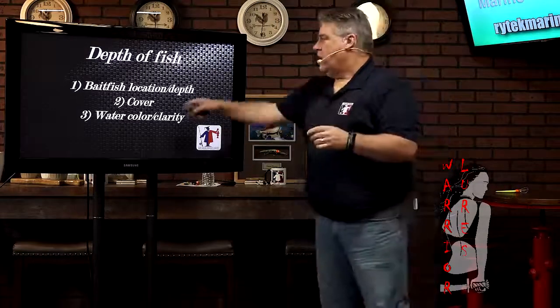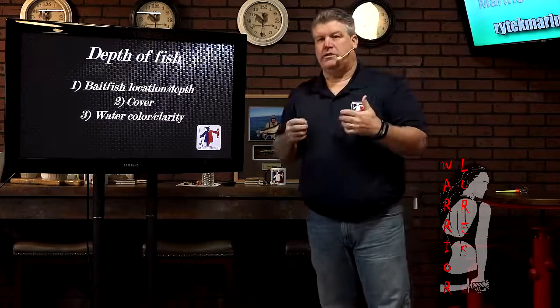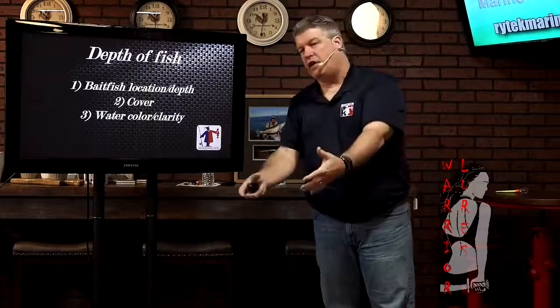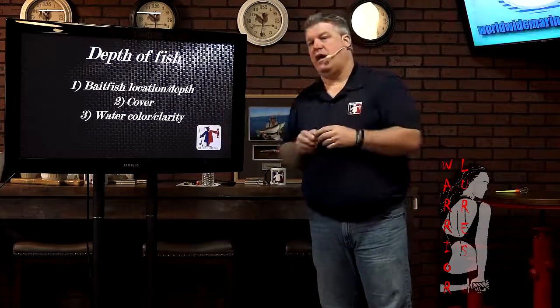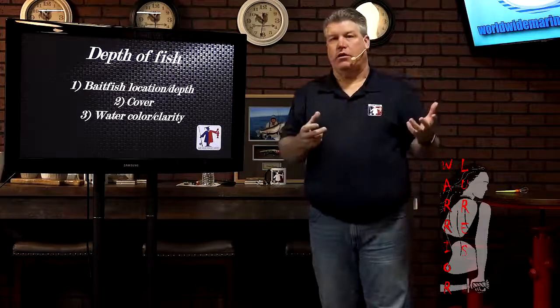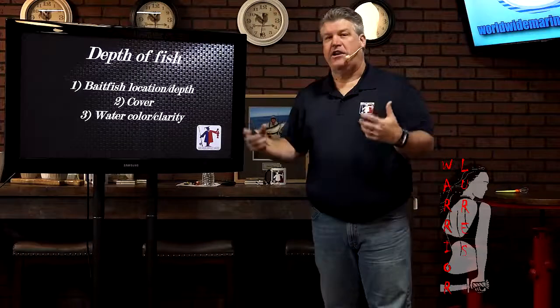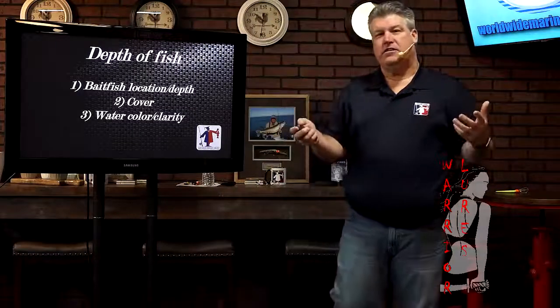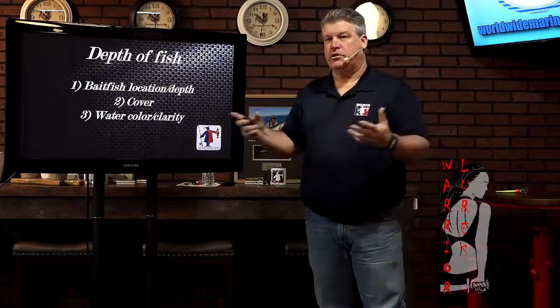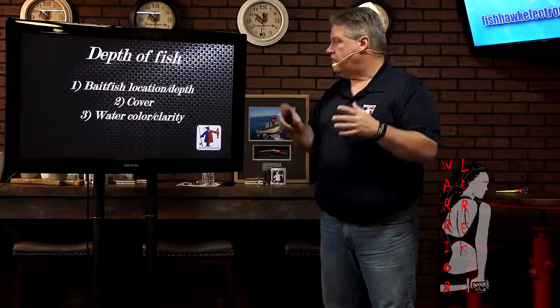Really, really key. Cover is pretty important too. Remember, once we get into late spring, we start to get some green weed growth. We always have rocks. We always have wood. That's always an option. But as we get into late spring, early summer, we start to get some weed growth. Young of the year, newly hatched bait fish like to hide in shallow water weed growth. They feel safe. Certain bait fish like perch, we're going to do a case study here in just a second on how perch draw fish to shallow water cover.